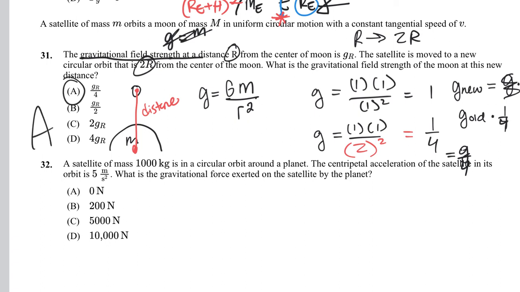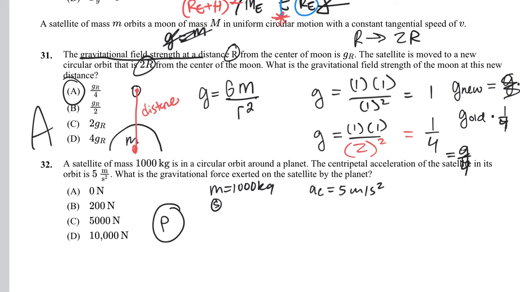Okay, let's go on to number 32. A satellite of mass 1,000 kilograms is in circular orbit around a planet. Okay, so planet, satellite. Mass 1,000 kilograms. The centripetal acceleration of the satellite in orbit is 5 meters per second squared. What is the gravitational force exerted on the satellite by the planet?